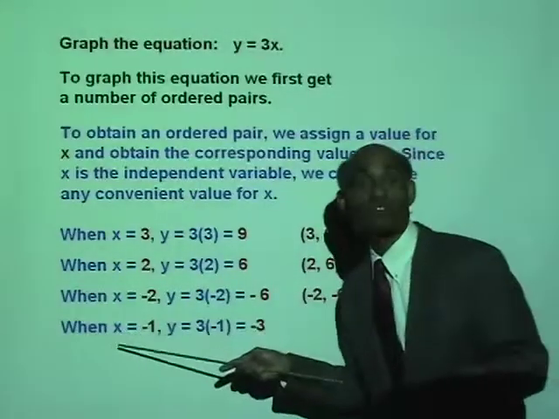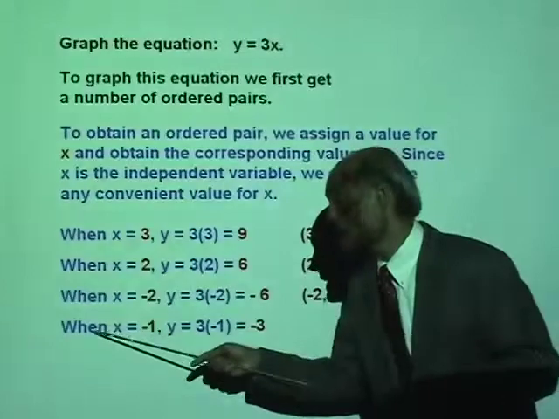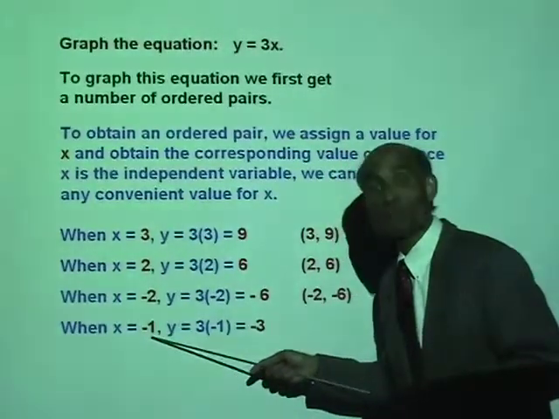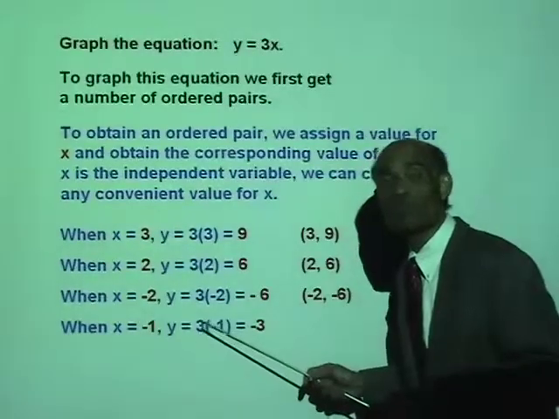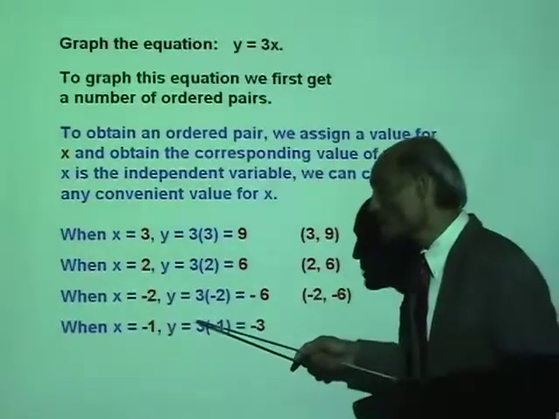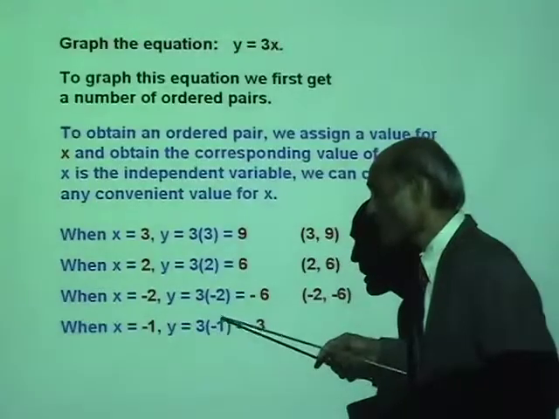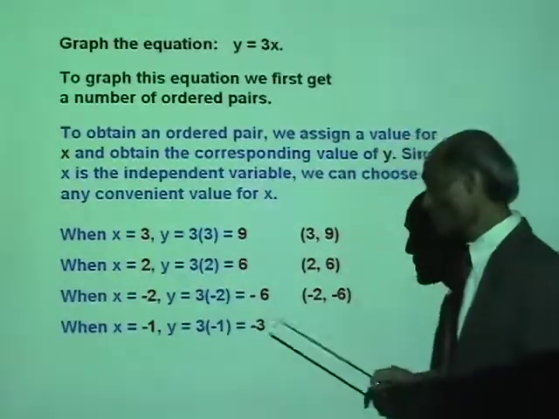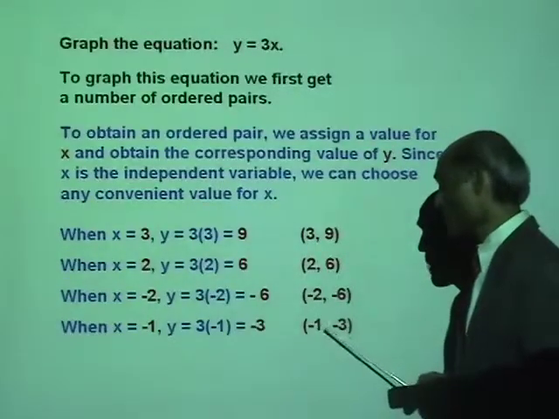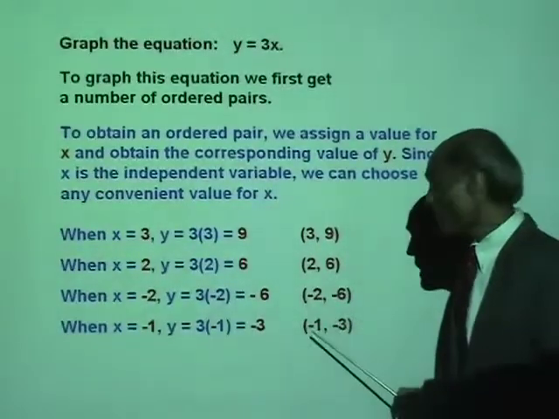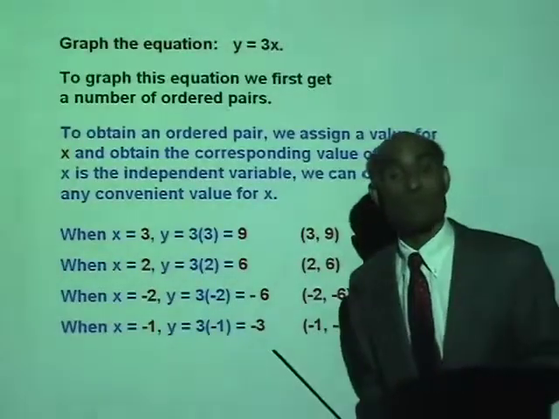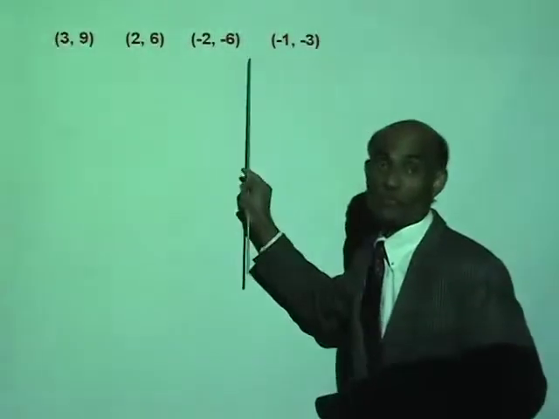Alright, let's choose another input value, x equal to negative 1. When x equal to negative 1, what is the value of the output? Y equal to 3x. 3 times negative 1 is negative 3. And that ordered pair is negative 1, negative 3. When x equal to negative 1, y equal to negative 3. Alright, these are the ordered pairs.